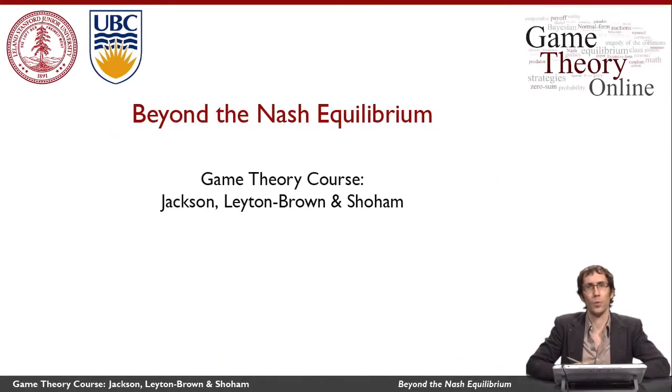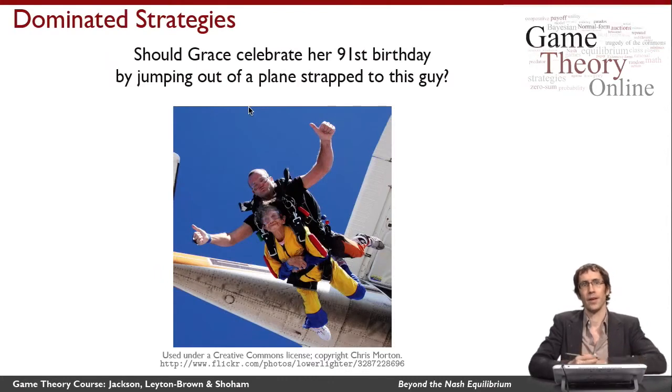In this video, we're going to look at some additional solution concepts other than the Nash equilibrium. These are different ways of talking about which outcomes of a game make sense from a game theoretic perspective. First of all, I want to talk about a solution concept called iterated removal of dominated strategies.